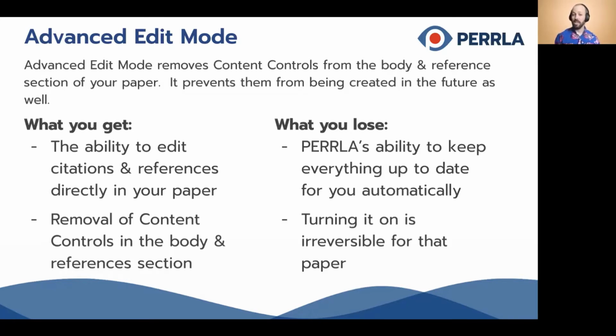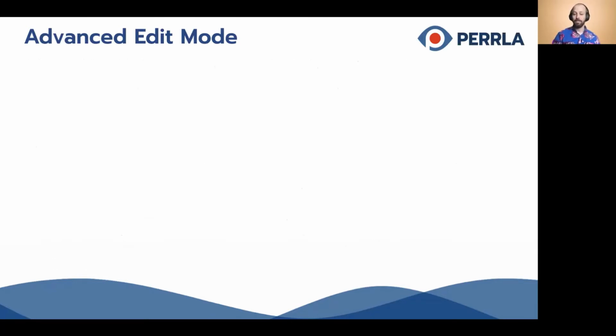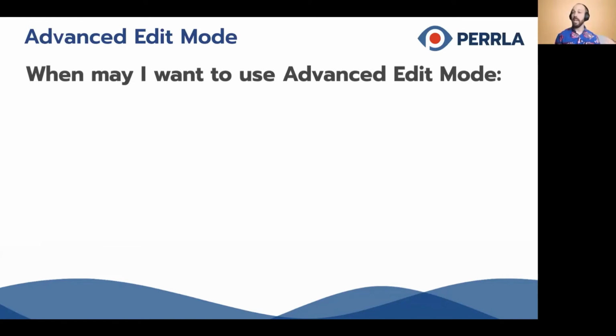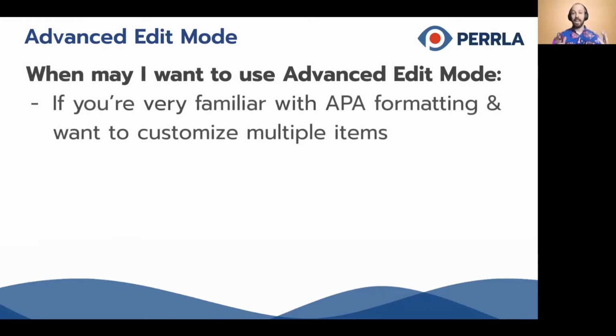The other thing to know is that this is a process that happens on a paper-by-paper basis, so you have to implement it for each paper that you want to use it on. And the process is irreversible for that paper. So once you've turned on advanced edit mode, you can't go back to normal edit mode for that paper. You would have to go create a new paper and copy and paste over to it in case you ran into trouble. So this is something we really recommend for people who are already really comfortable with the APA format, or they know that they've got a lot of things that they want to change.